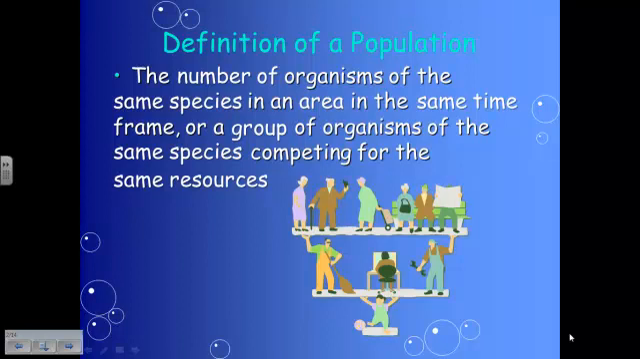So in these two differences, the first being a number of organisms of the same species in an area at the same time, and a group of organisms of the same species competing for the same resources, we can see that it's always some sort of number or group, always the same species, doing some sort of thing, either in an area at a given time or competing for the same resources. As they compete for the same resources, it might be over various areas, not necessarily one particular area, but they're doing this one thing, competing for the same resources. Whereas in the first, they're just in an area at the same time.